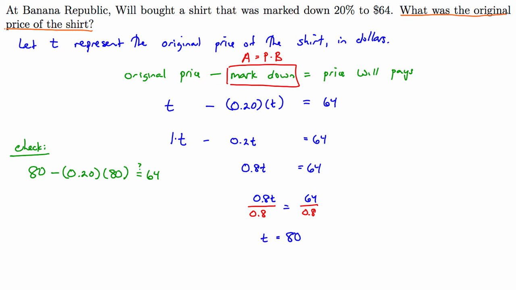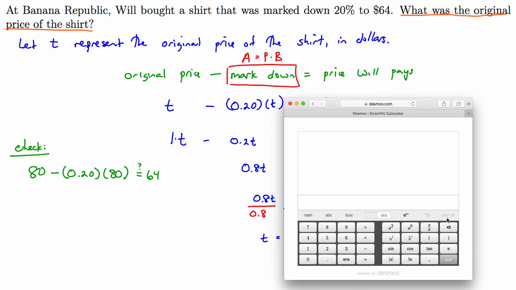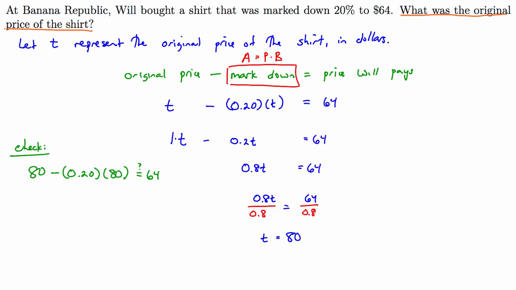Again, we turn to the calculator to do the calculation on the left side of that equation. 80 minus 20% times the original price of $80. The calculator does verify that would be a $64 shirt. And so we know that we have a true statement. The markdown on that price of $80 does give us the price that Will paid, and we can conclude by answering the question, what was the original price of the shirt? The original price of the shirt was $80.